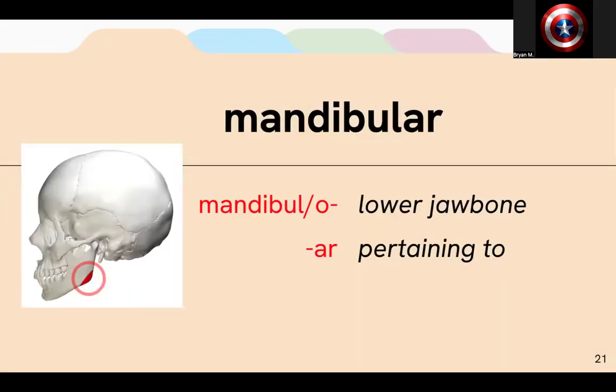And finally, the mandibular. Mandibular pertains to the mandible, or the lower jawbone. The root mandibulo is derived from the Latin word mandibula, meaning jaw or to chew, and the suffix r means pertaining to.